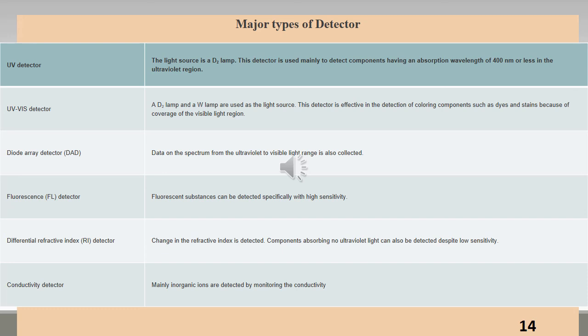Diode array detectors: data on the spectrum from the ultraviolet to visible light range is also collected. Fluorescent detectors: fluorescent substances can be detected specifically with high sensitivity. Differential refractive index detector: it detects change in the refractive index. Components absorbing no ultraviolet light can also be detected despite low sensitivity. Next is the conductivity detector. Mainly inorganic ions are detected by monitoring the conductivity.